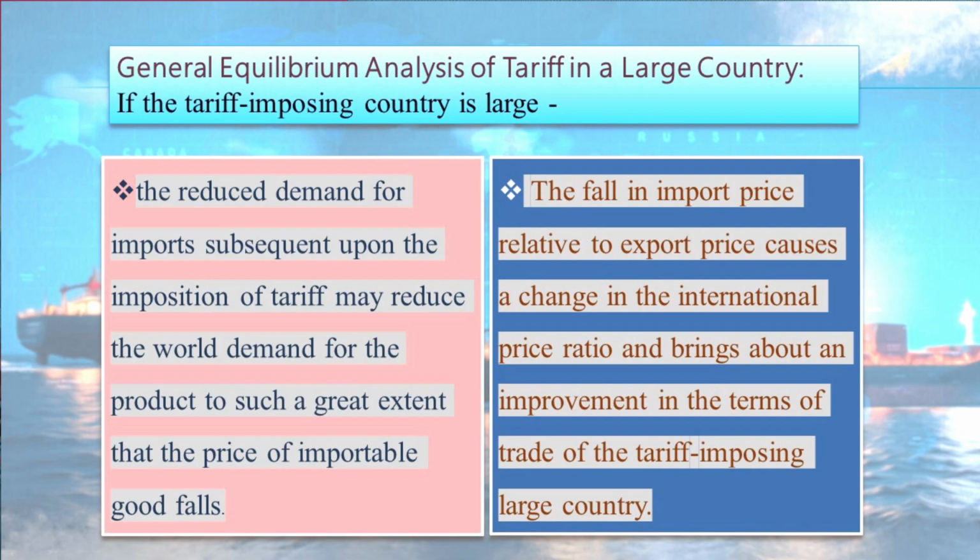This second point is very important and interesting. When a large country imposes a tariff, what may be the result? The fall in import prices relative to export prices may cause a change in the international price ratio and bring about an improvement in terms of trade. So what we observe is that in a small country there is not much improvement in TOT, but in the case of a large country imposing a tariff, there is an improvement in the terms of trade of the tariff imposing large country, and in our example it is country B.